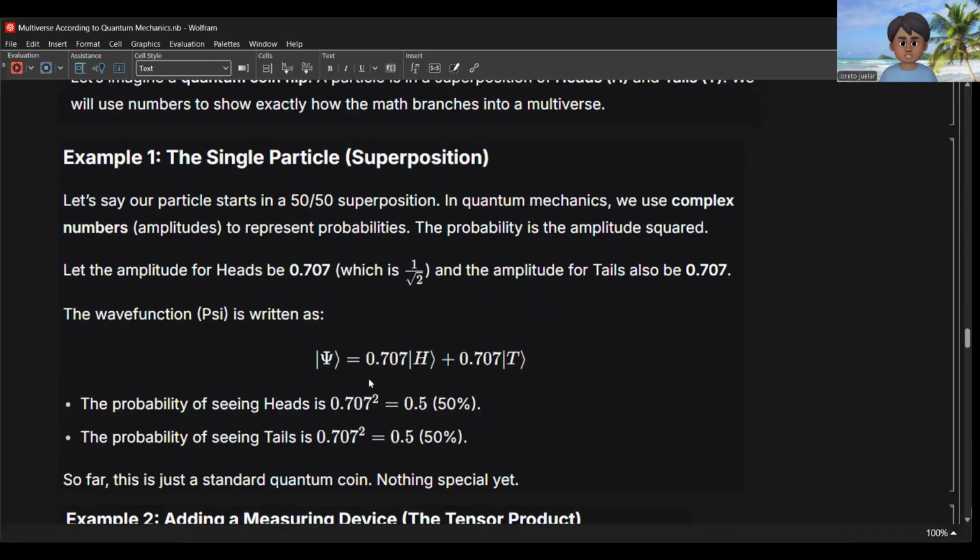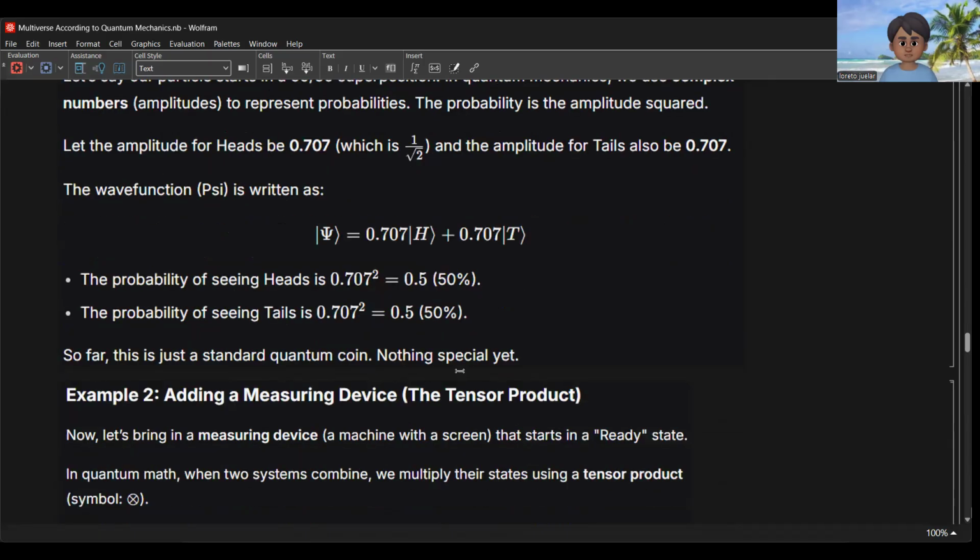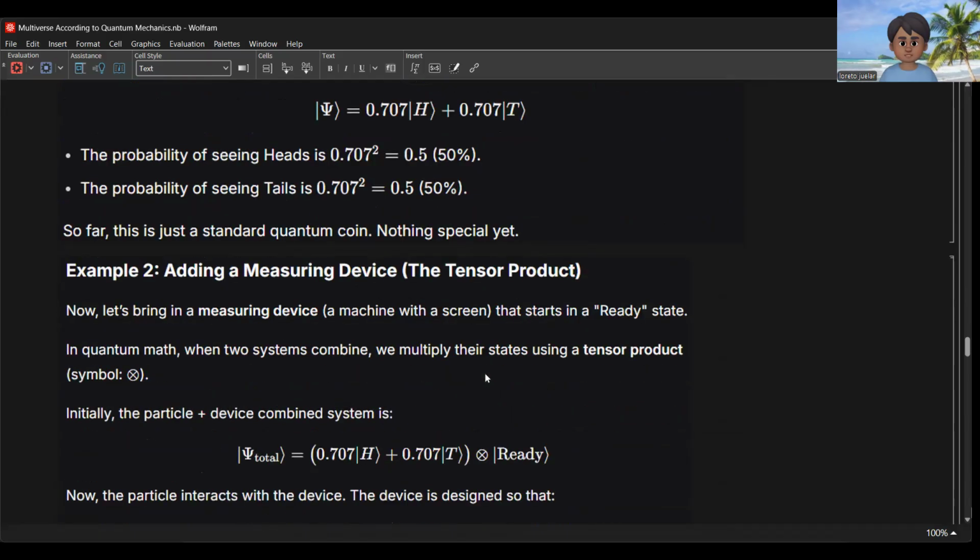So the wave function psi is written as this: 0.707 |heads> plus 0.707 |tails>. So the probability of seeing heads here is 0.707 squared, or 50%. The probability of seeing tails is also 50% here. So this is just a standard quantum coin, nothing special yet.